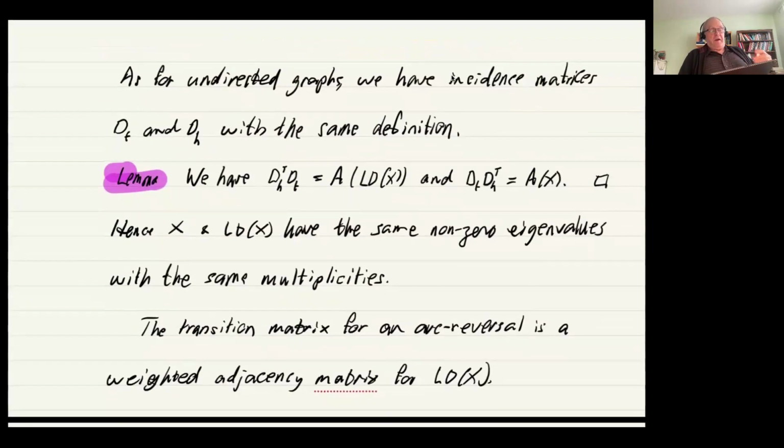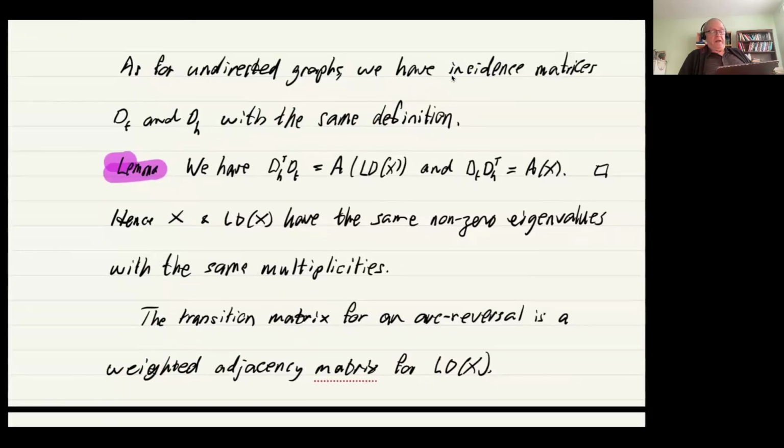Now, as for undirected graphs, we still have incidence matrices DT and DH with the same definitions. And this is a straightforward exercise, and it is in the notes. We can express the adjacency matrix of the line digraph in terms of the head and tail incidence matrices. So this is DH transpose DT. Remember that DT is short and wide. So this is a big matrix indexed by arcs. If you look at DH transpose DT, or multiply in the other order, you get the adjacency matrix.